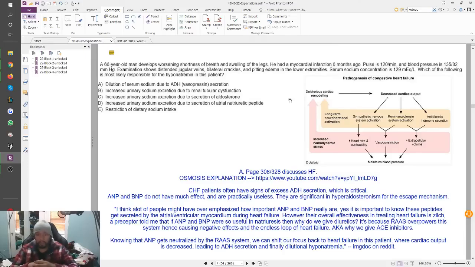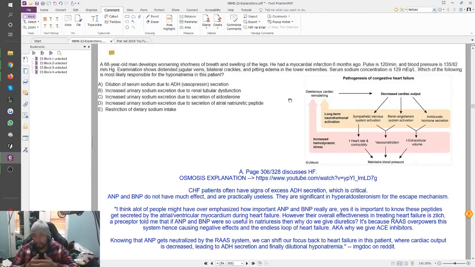So let's take a look at what I wrote here. CHF patients often have signs of excess ADH secretion, which is critical. ANP and BNP do not have much effect and are practically useless. They are significant in hyperaldosteronism for the aldosterone escape mechanism, which keeps sodium levels normal in hyperaldosteronism. This was a note I found online. I think a lot of people might have overemphasized how important ANP and BNP really are.